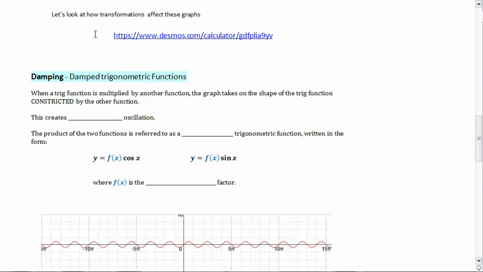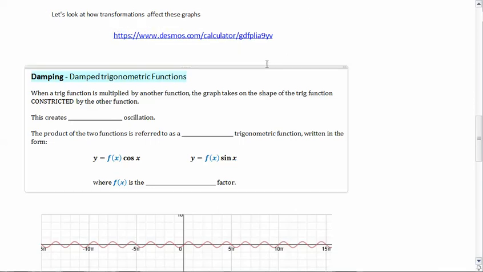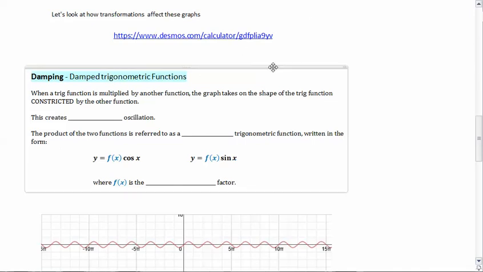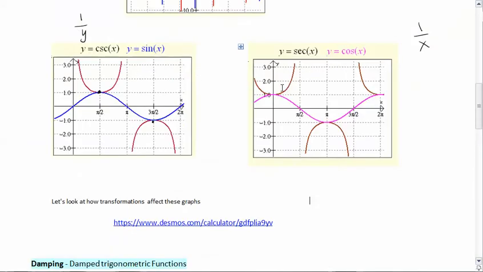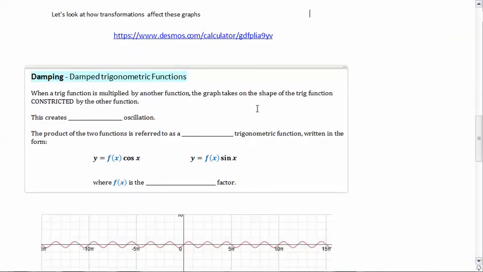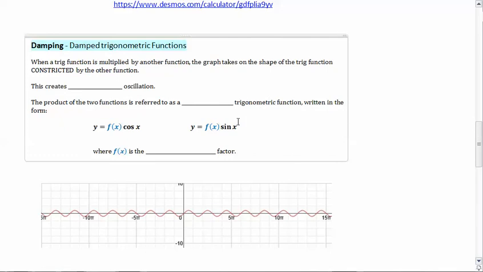I put a link to Desmos in here with some trig functions in there. You can play with those. You can adjust the values and see how adjusting one value adjusts the other one, and if we have a transformation of cosine, how that would affect secant, and so on. So I would recommend going in and playing with that and just getting familiar with how those things affect each other. Let's talk about damping.